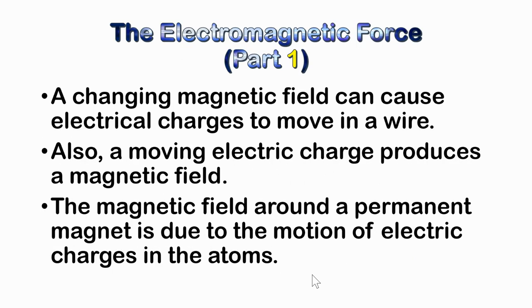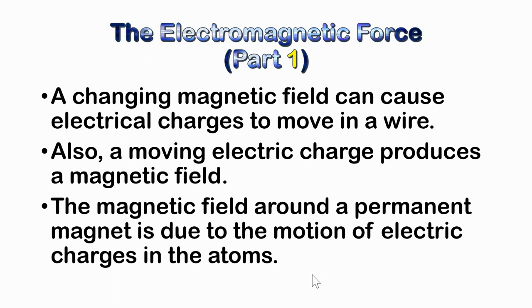So this is the electromagnetic force. A changing magnetic field can cause electrical charges to move in a wire. So it's an electromagnetic force. That's the name of it. Also, a moving electric charge produces a magnetic field. Okay, so now we know that if you add electricity to a wire, you're going to get a magnetic field. If you pass a magnetic field through a wire, you're going to get electrical charge. It's just two aspects of the exact same force.